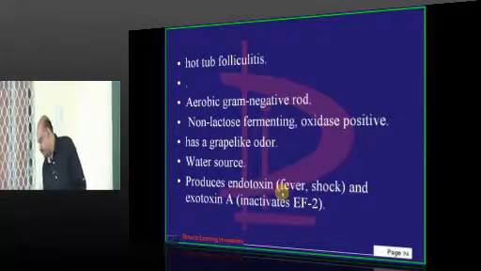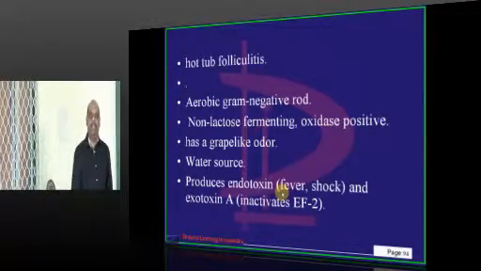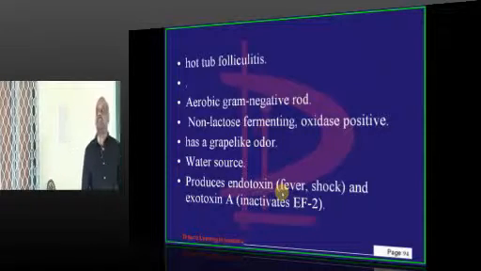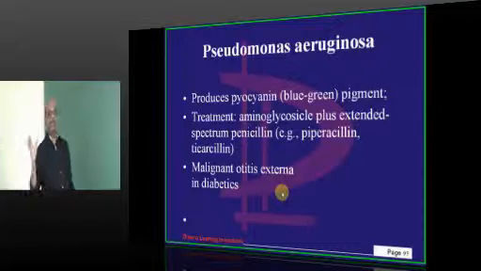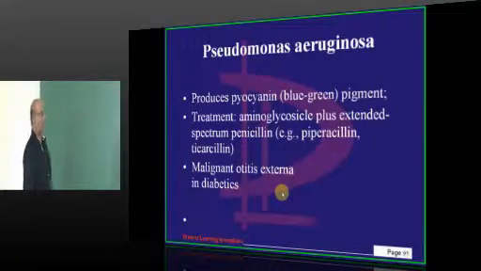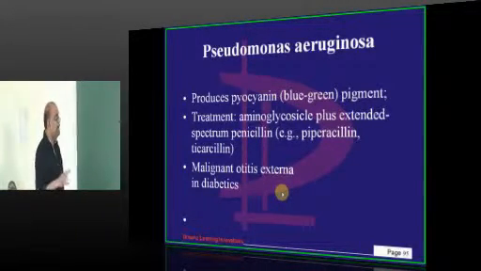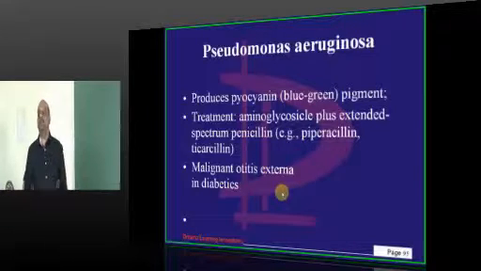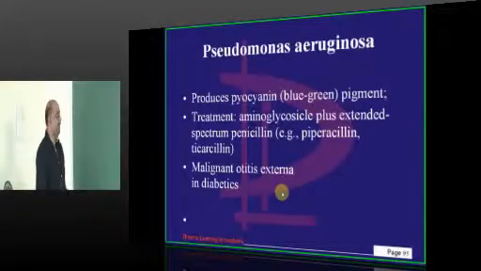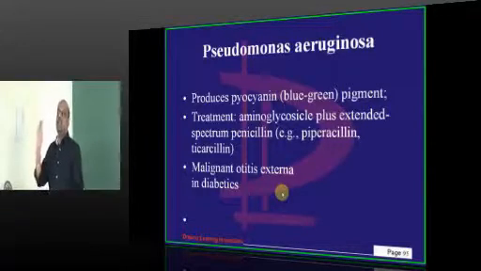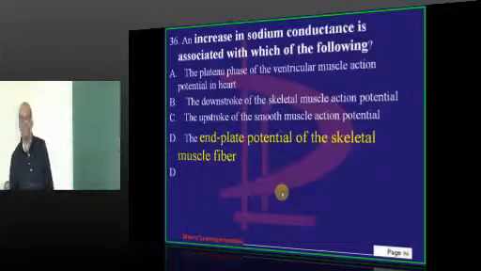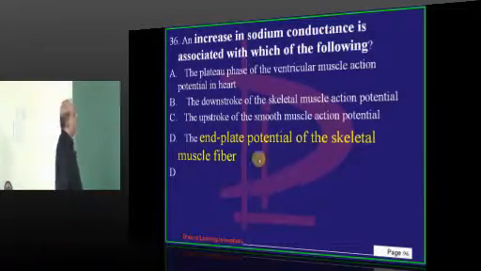I know Dr. Kirti is first to answer correctly. Pseudomonas is the one which you need to basically remember. It also produces that blue-green pigment. We use aminoglycoside plus anti-pseudomonal penicillin like piperacillin, ticarcillin, and malignant otitis externa in the diabetics. Think of Pseudomonas is what needs to be remembered.